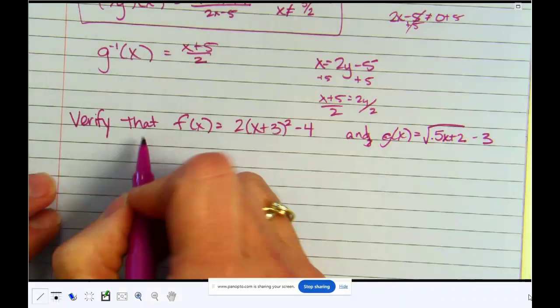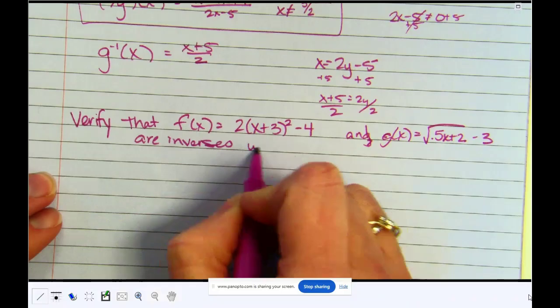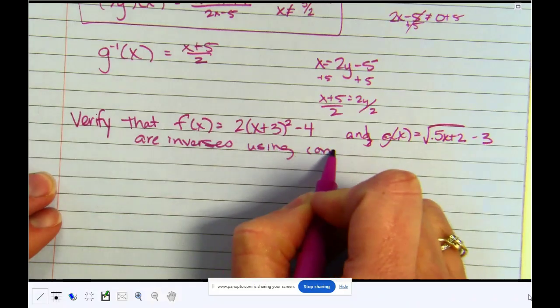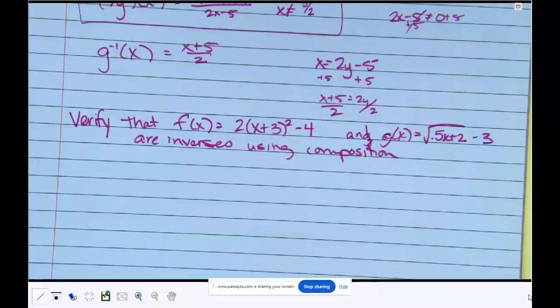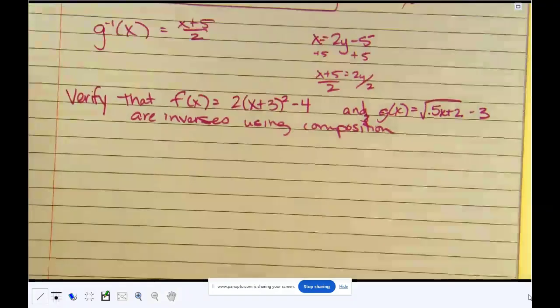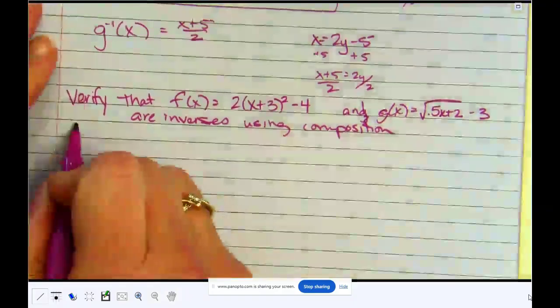Yep. These are inverses. So verify that those are inverses using composition. Super important: when we took this test, one of the mistakes people made was they said, oh, I'll just take this and find its inverse, switch x and y and solve for y. You have to do it using composition. This is the long part, and it's worth a lot of points. When we took the original test, it was 10 points. I don't know how many it'll be this time because I haven't made my answer key yet.